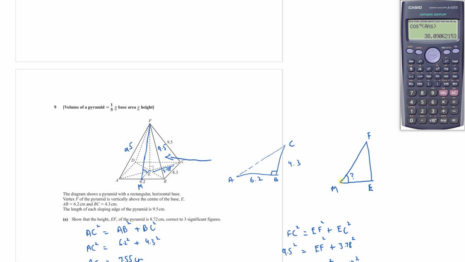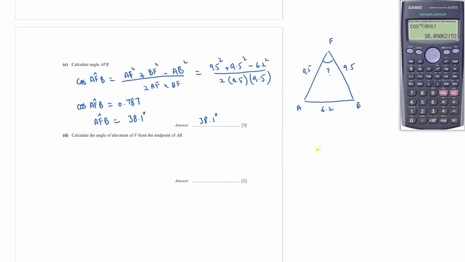So this is the angle that you need to find, which is the angle of elevation of F from this point M. And you know that this length of the triangle, EF, which is the height of this pyramid, is 8.72. So this is 8.72. And this length ME will be half of this full length BC. So this length ME is 4.3 divided by 2. So now from this triangle, I can use tan of this angle. So let's call this theta. So tan of theta will be 8.72 divided by 4.3 over 2. So ME.